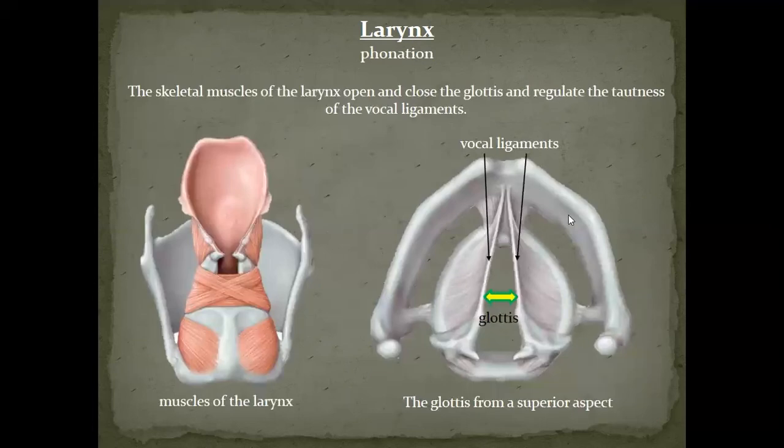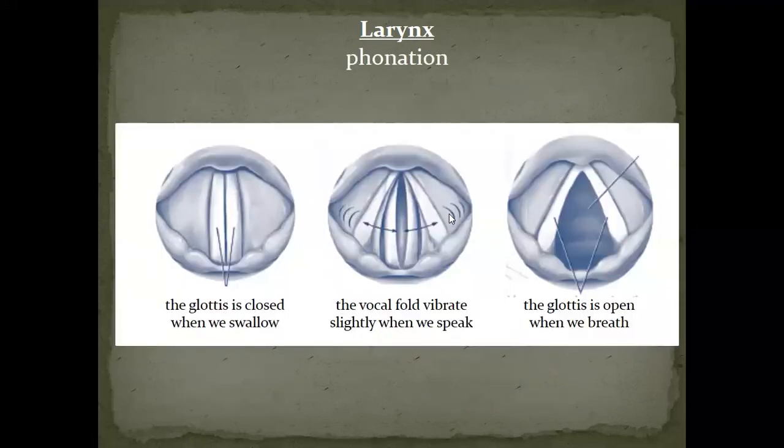From an upper view, these are the vocal ligaments, and in between them the glottis. This would be the thyroid cartilage, the cricoid cartilage below, and on top of the cricoid we have the arytenoid. As we move the vocal ligaments with the muscles around them, we can regulate the size of the glottis, and with this we can influence the sounds.